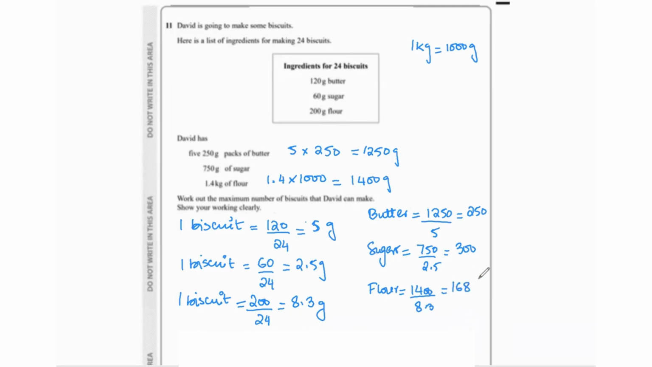168 biscuits. So now we have to work out the maximum number of biscuits David can make. So looking at these quantities, for butter, it's getting 250. For sugar, it's giving 300 biscuits, and for flour, it's getting 168. So the maximum number over here would be 168 because we cannot make 250 or 300 biscuits without the flour. Hence, the maximum number of biscuits that he can make using these ingredients is going to be 168 biscuits. So 168 biscuits is our answer.